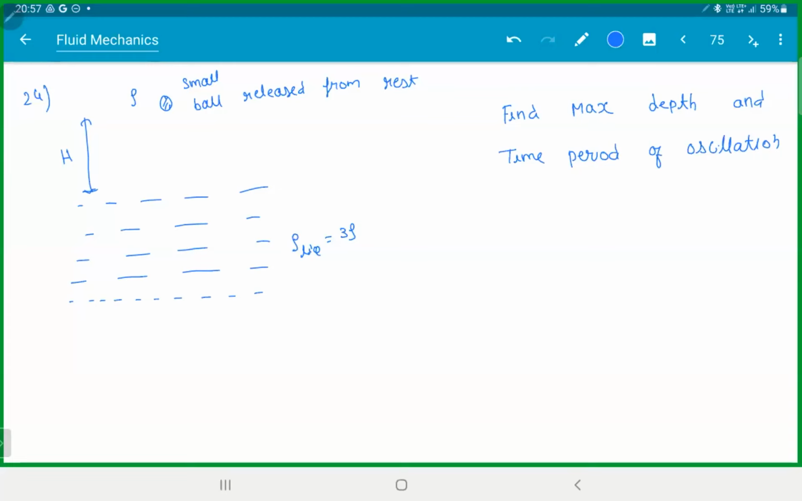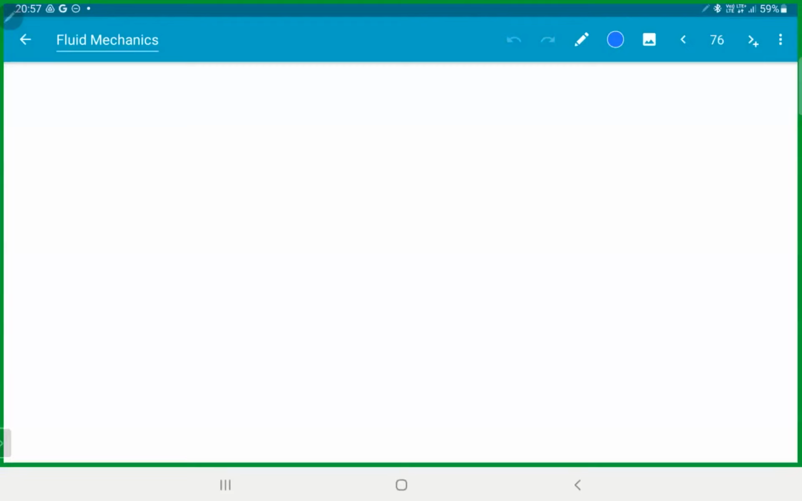How to do this? See now, what will happen once you go into the liquid? That is the main thing there. So once you go inside, the forces will be mg, which is density of the ball times volume into g. I don't know the volume, okay? The buoyant force will be 3 times the density times volume into g, and the acceleration.